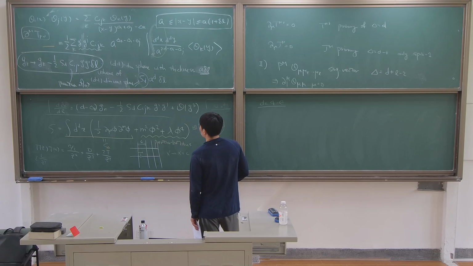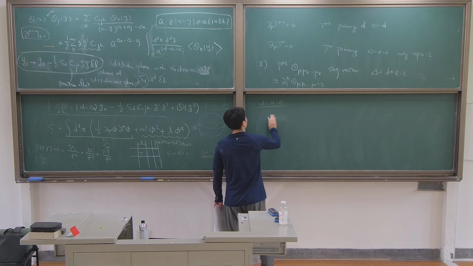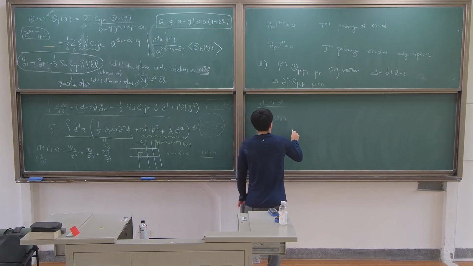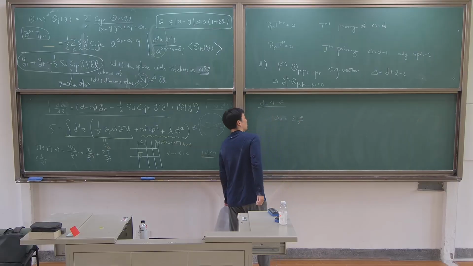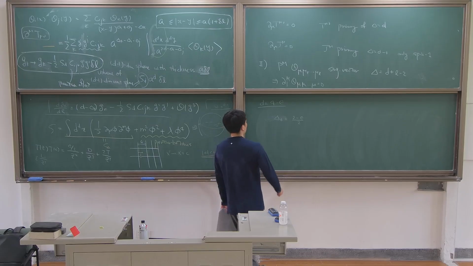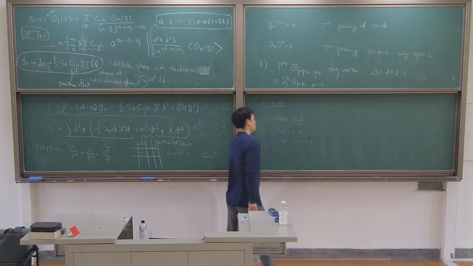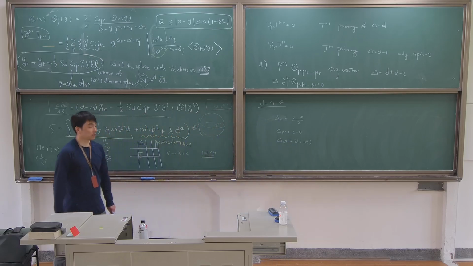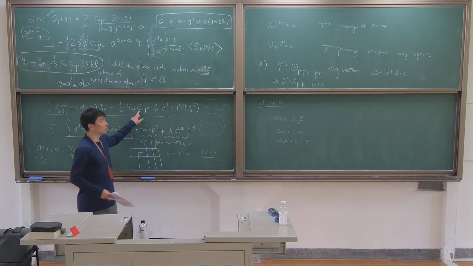So in this case, what's the dimension? The scaling dimension of phi is (2 minus epsilon) divided by 2. So that's the scaling dimension. Therefore, phi squared has classical scaling 2 minus epsilon, and phi to the fourth is 2 times (2 minus epsilon). That's the classical scaling.